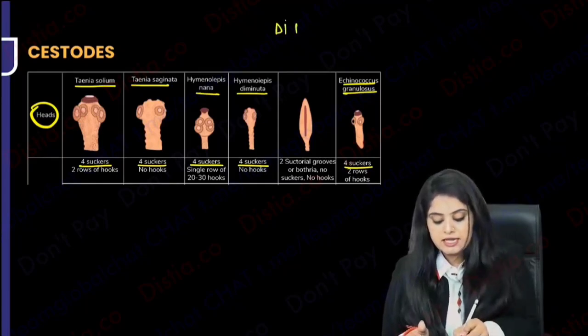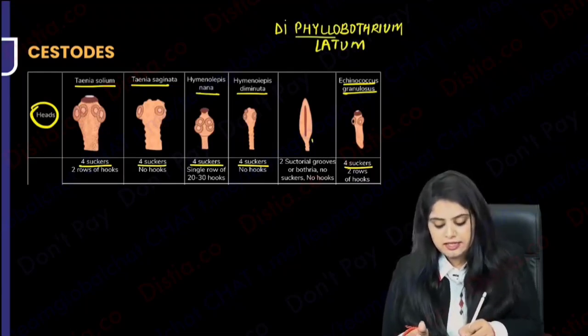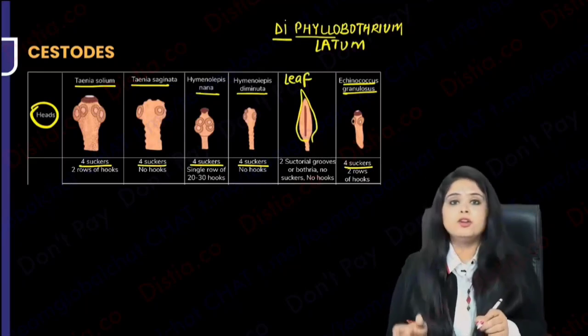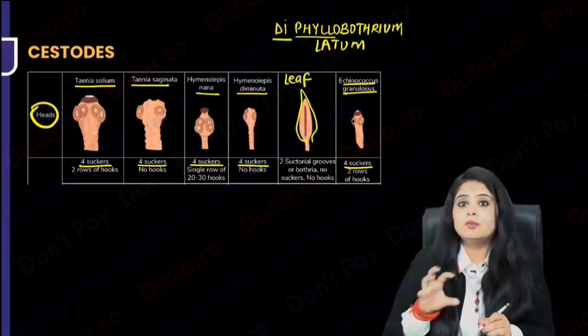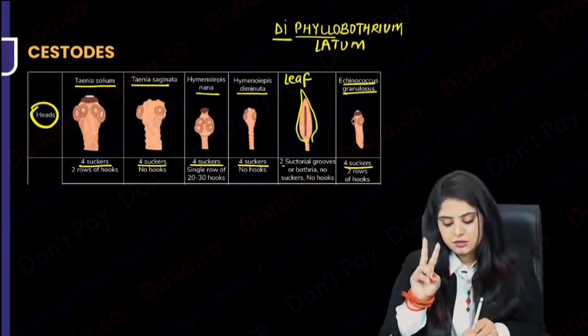Look at how I've written it. Diphyllobothrium latum. It is Diphyllobothrium latum, which basically means that it's going to look like a leaf, like phylum. Yes, it is looking like a leaf. And secondly, it is di, meaning it's not going to have round suckers. It's going to have two something else. It's going to have two grooves.